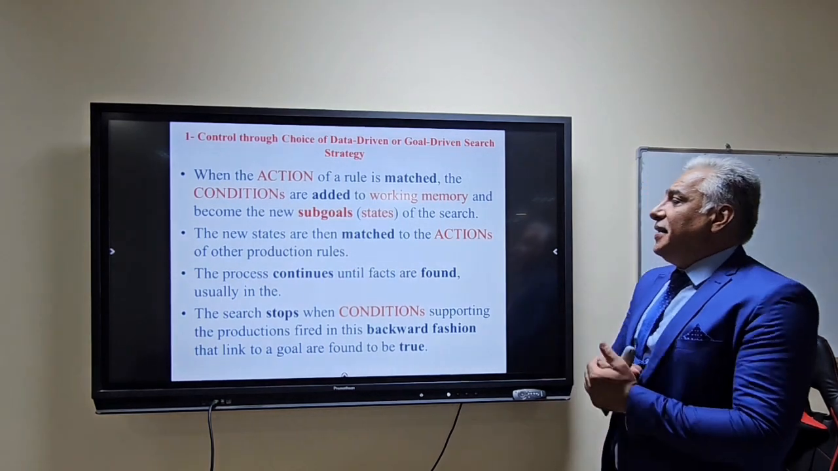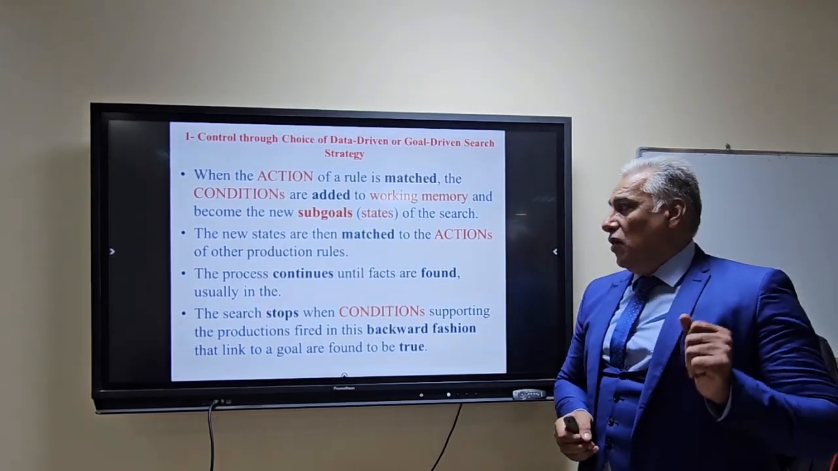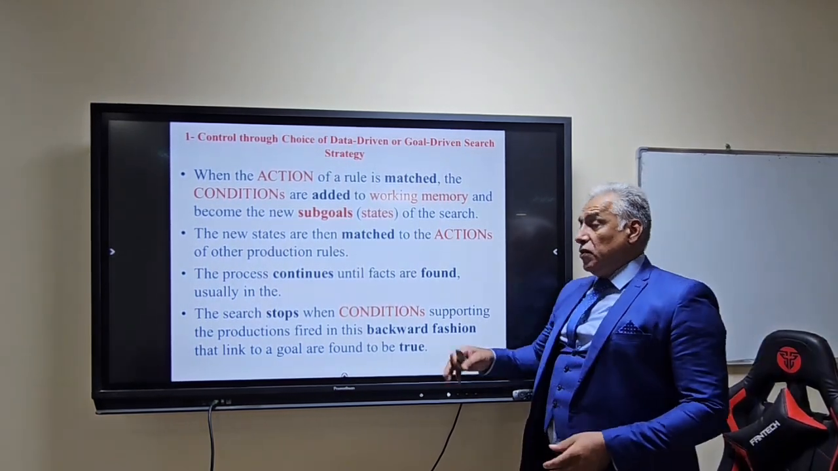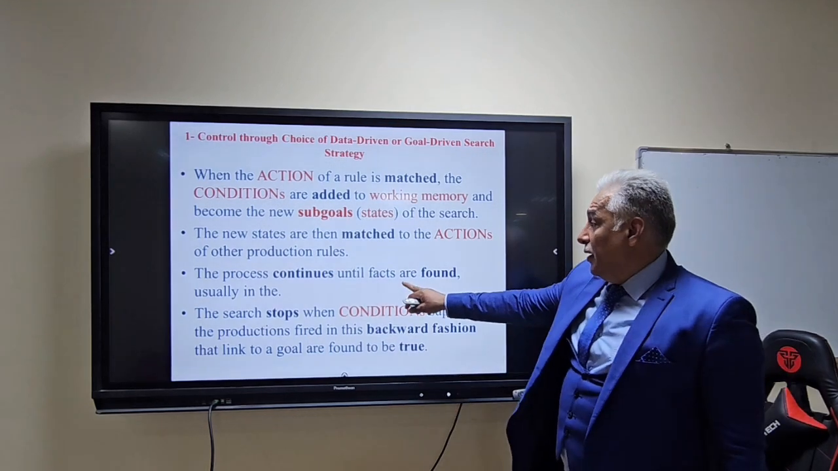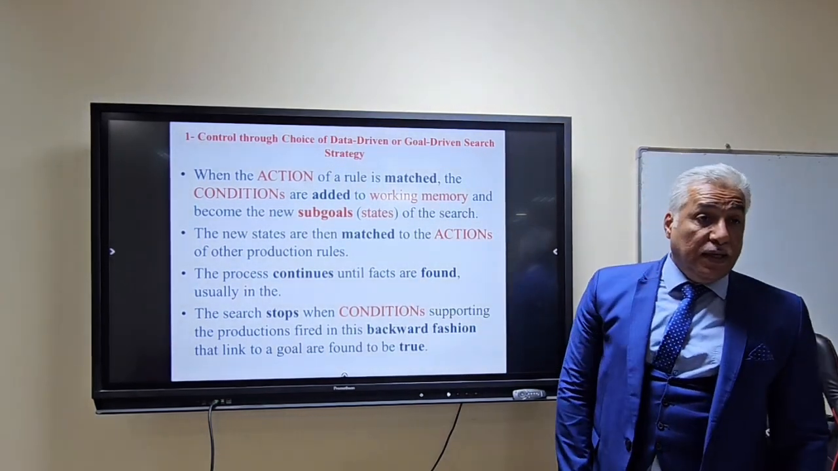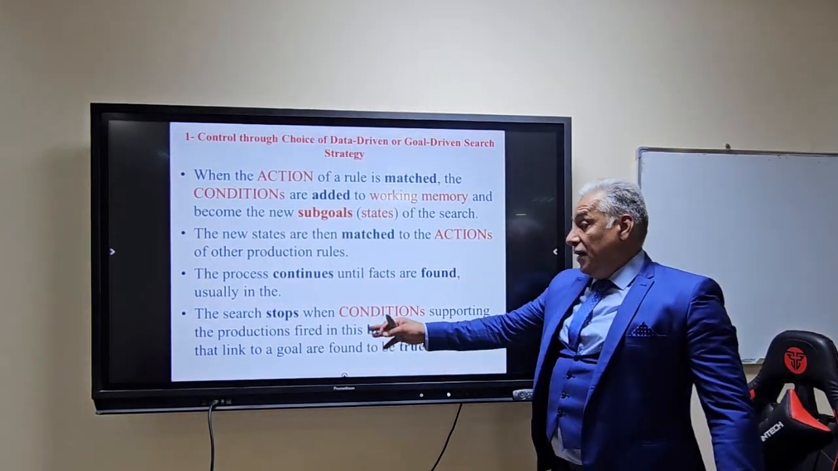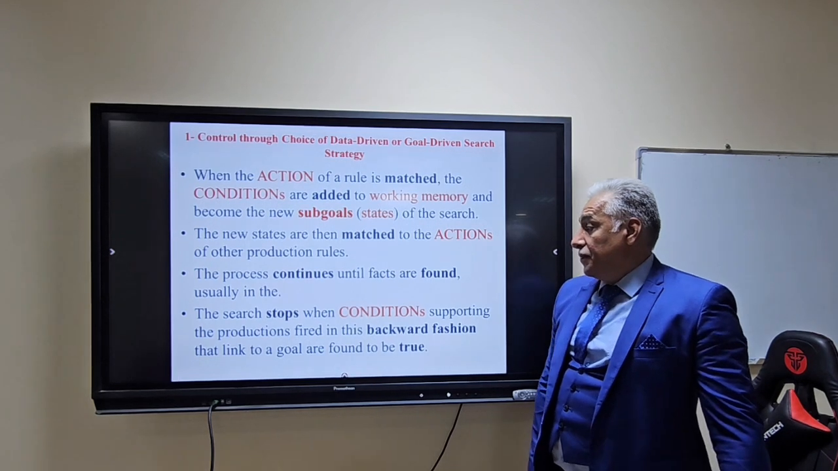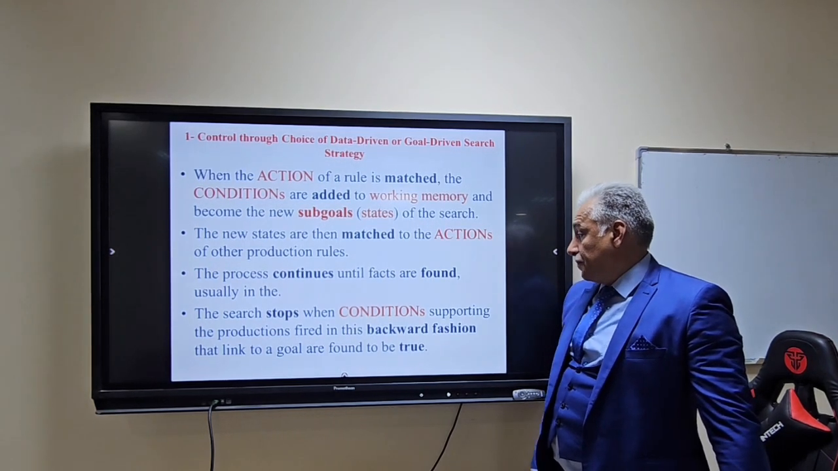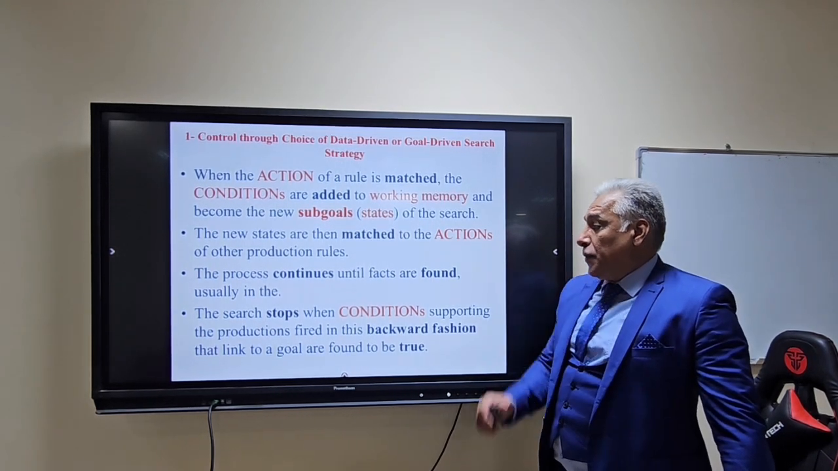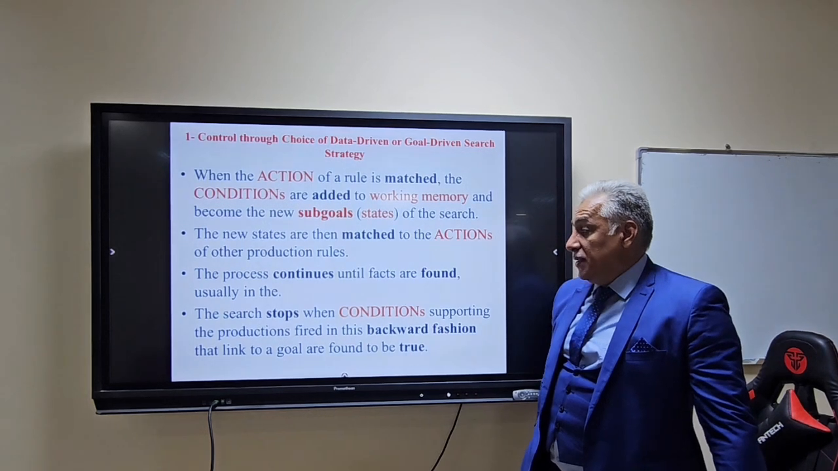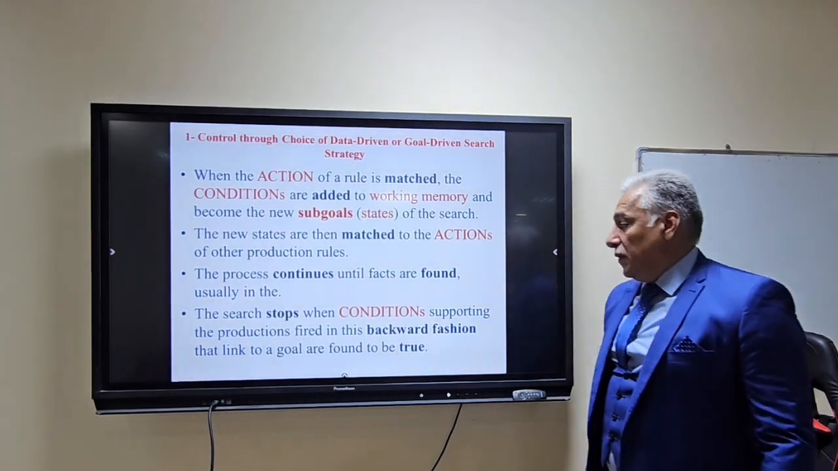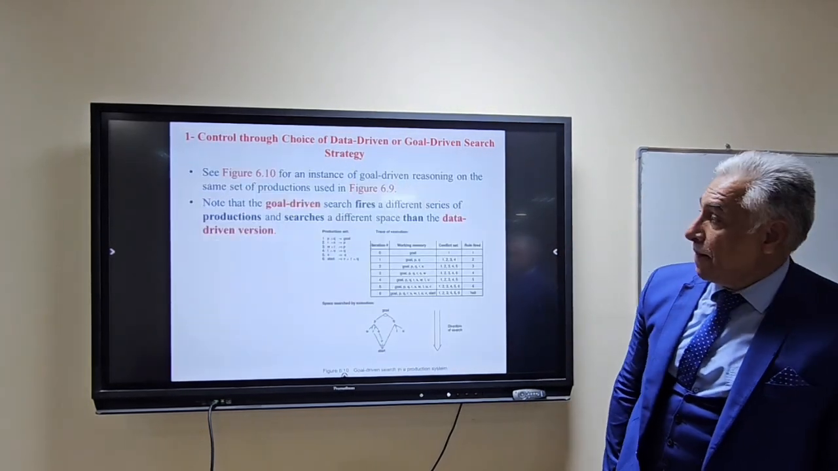The new states are then matched to the actions of other production rules. The process continues until facts are found, usually in the facts. The search stops when the conditions supporting the production rules in the backward fashion that lead to the goal are found to be true.